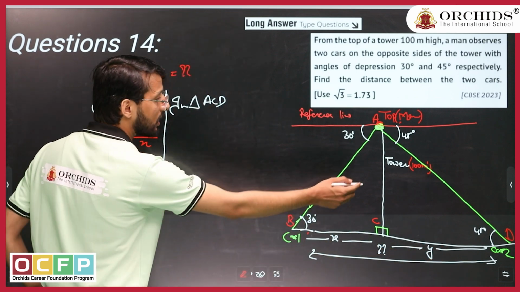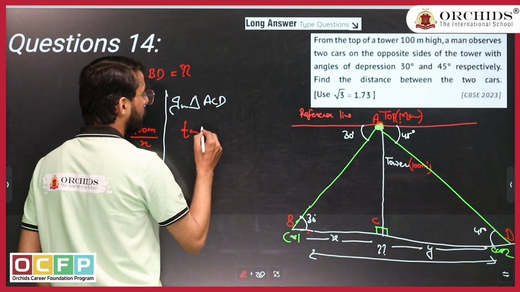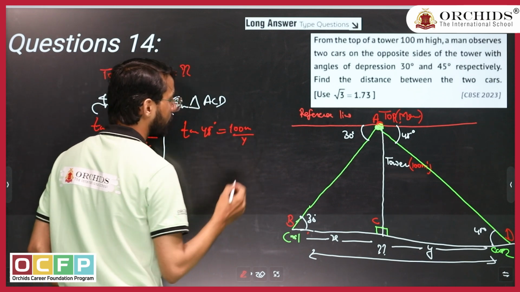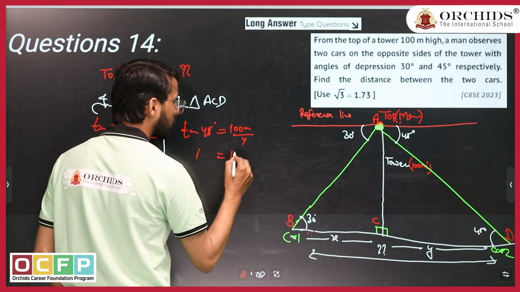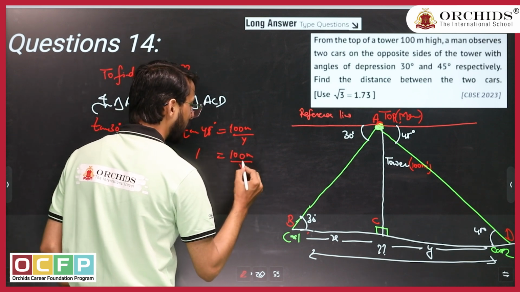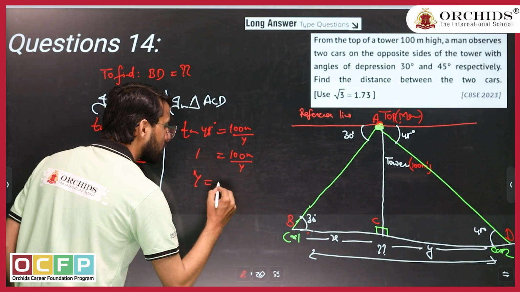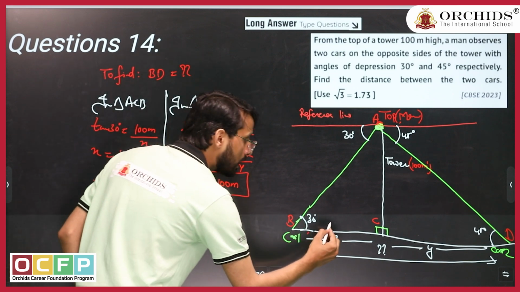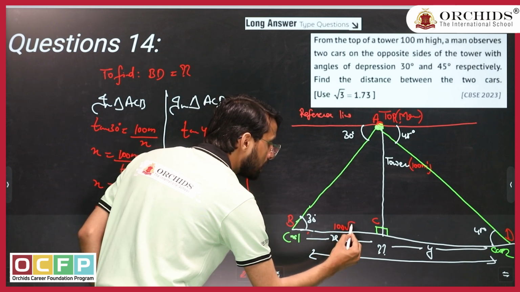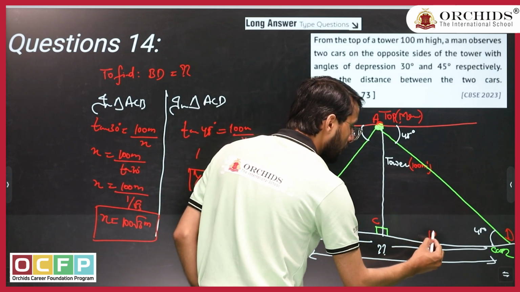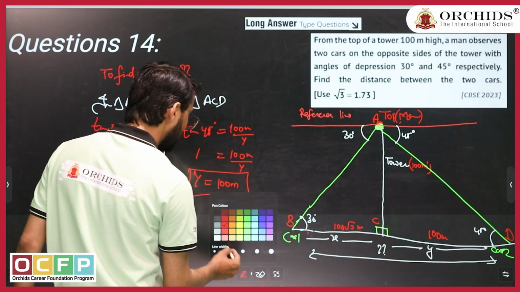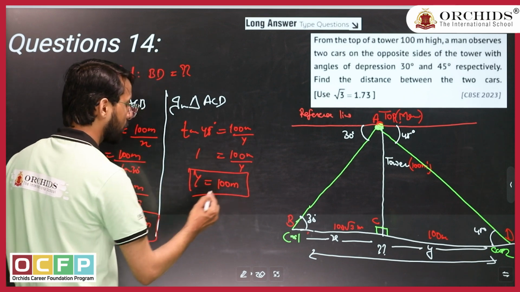Let's do the same thing this side also. This time it is tan 45 degree, which is 100 meter by y. So tan 45 is 1, equal to 100 meter by y. So on cross multiplication the y value we got as 100 meter. So both values we got, this as 100 root 3 and this as 100 meter. What is the total distance? So total distance is the addition of both.